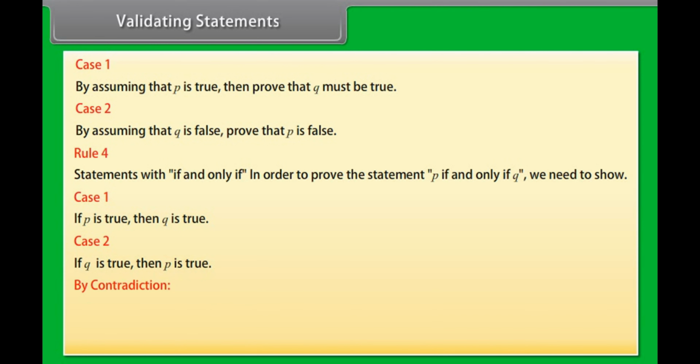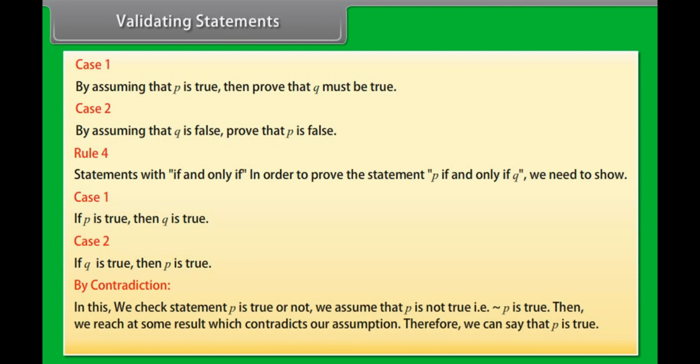By contradiction. In this, we check whether statement P is true or not. We assume that P is not true, that is, the negation of P is true. Then we reach some result which contradicts our assumption. Therefore, we can say that P is true.